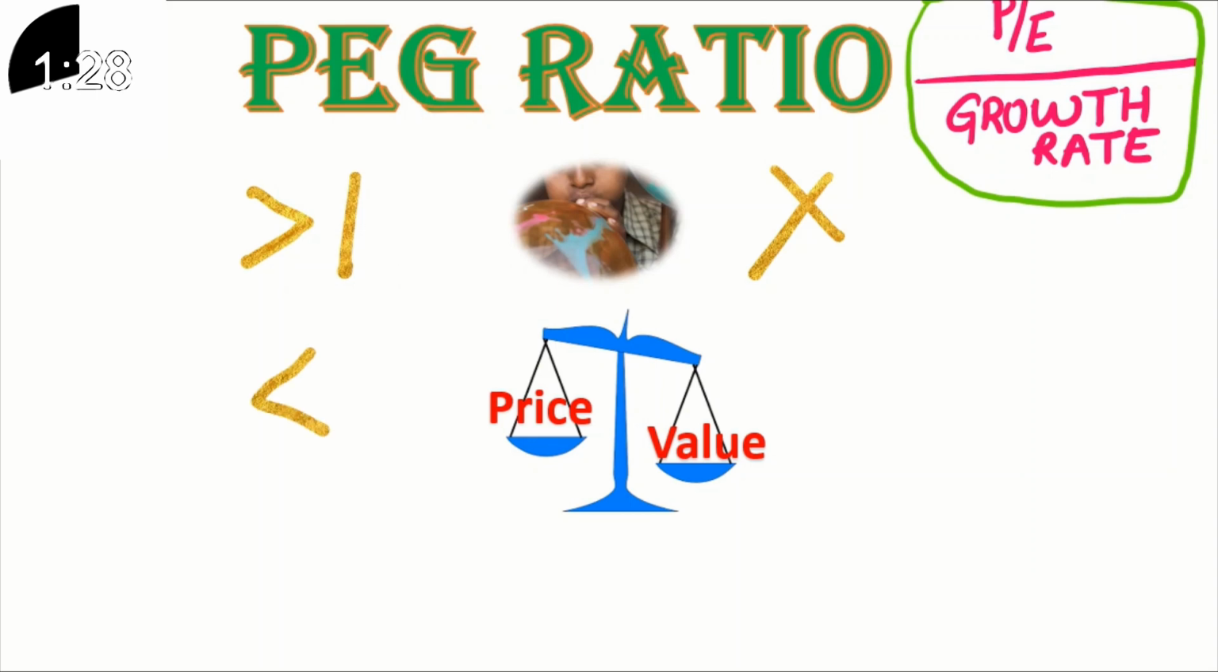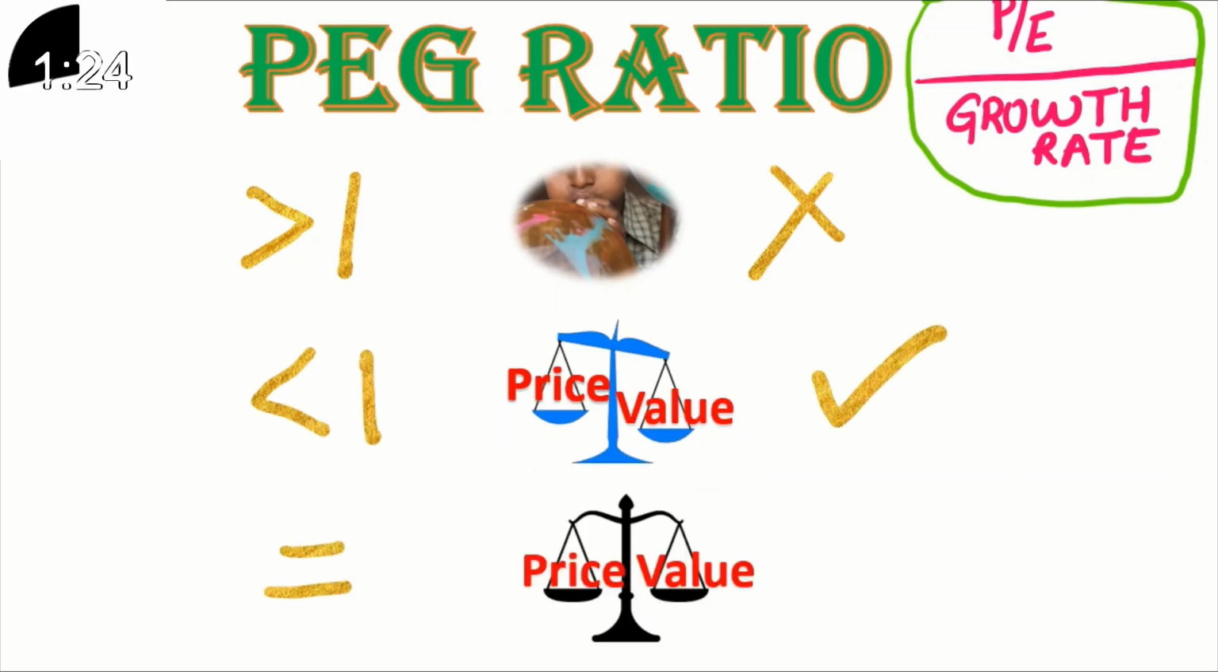Usually, if the PEG ratio is more than 1, it means the stock is overvalued. If the PEG is less than 1, the stock is undervalued. And equal to 1 means it's at a fair price.